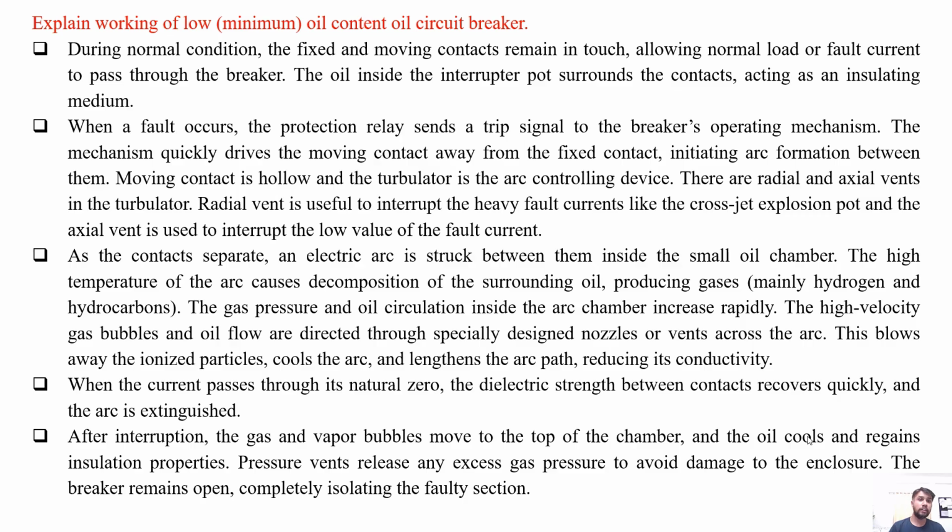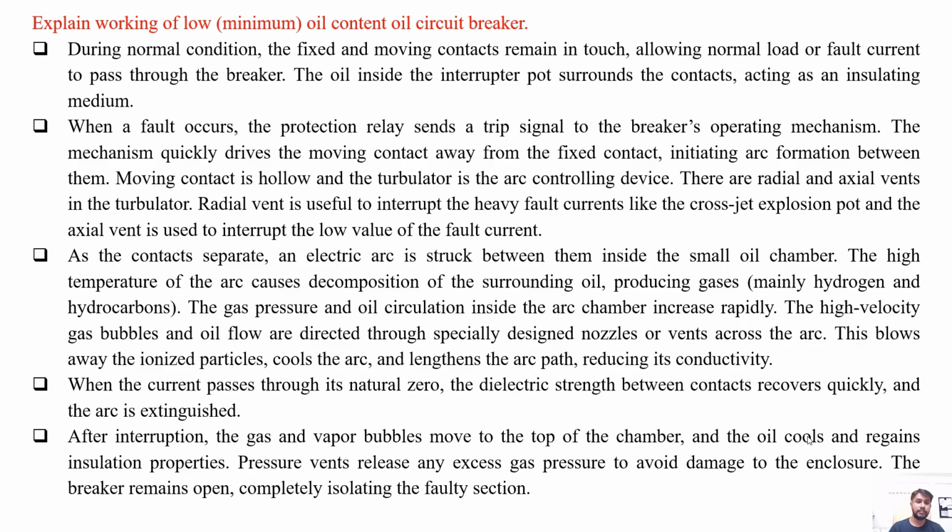Explain working of low oil content circuit breaker. So during the normal operating condition, the fixed and moving contacts remain in touch, allowing the normal load current or fault current to pass through the breaker. The oil inside the interrupter chamber surrounds the contacts, acting as an insulating medium only.